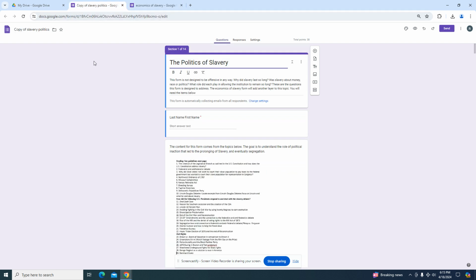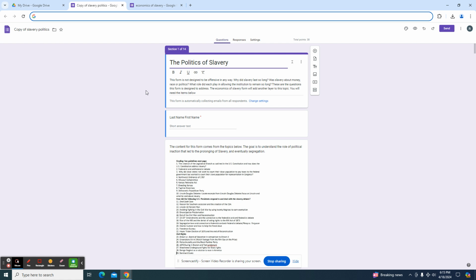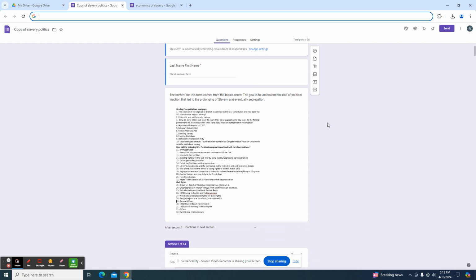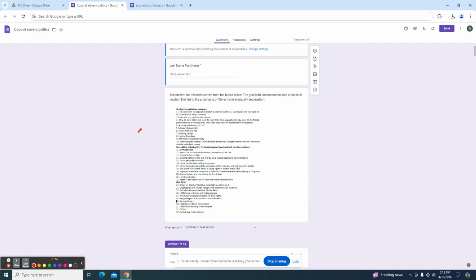We then transition to the politics of slavery. Now this goes hand in hand with the economics. This one I usually complete a couple days after the other. And for this one, we look at these particular terms that are here. Notice the terms start off with the starting of America, slavery going into the 1800s. Then we kind of transition into the mid to late 1800s. Then we transition to the civil rights.